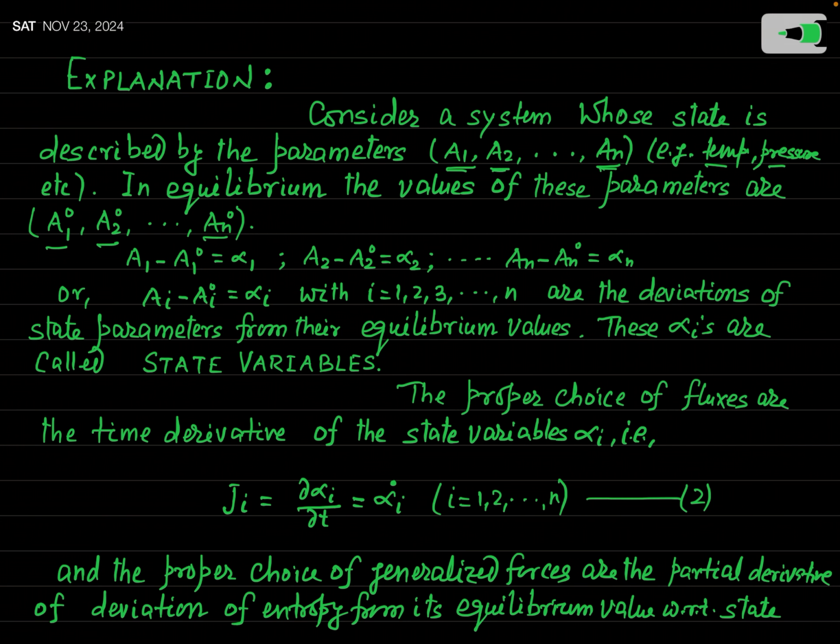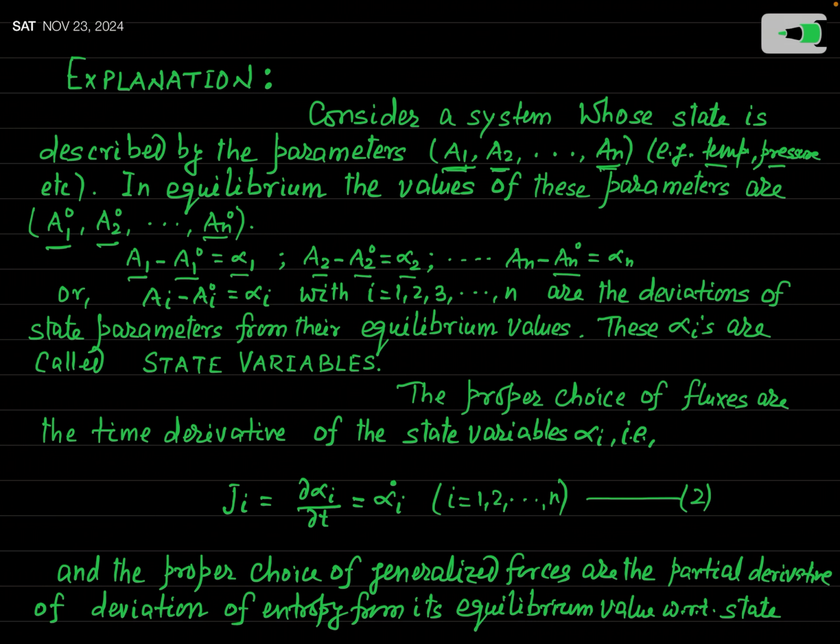Now, when the system changes its state, in general it's in a particular state which was not equilibrium state, the first parameter was A1, whose value in equilibrium state is A1 naught. So if the system in state A1 changes to a state A1 naught, that is in equilibrium state, then what will be the change in this parameter? Actually, the change in these parameters when the system deviates from a state to equilibrium state is actually called state variables, and that is denoted by the symbol alpha. So A1 minus A1 naught is equal to alpha 1. We have considered it. Similarly, we have considered A2 minus A2 naught equal to alpha 2, An minus An naught equal to alpha n.